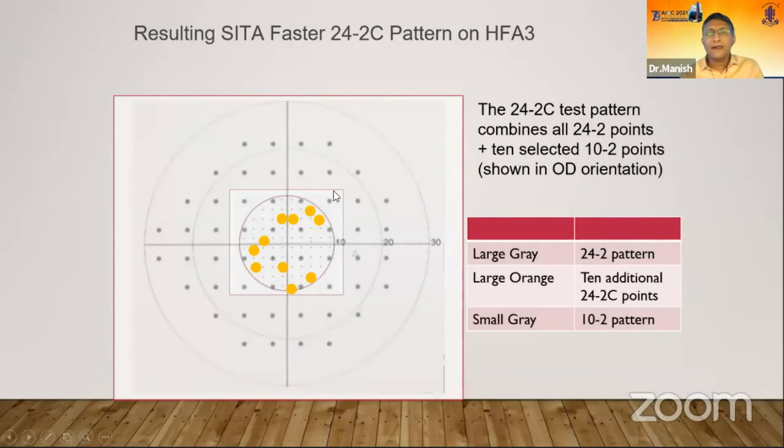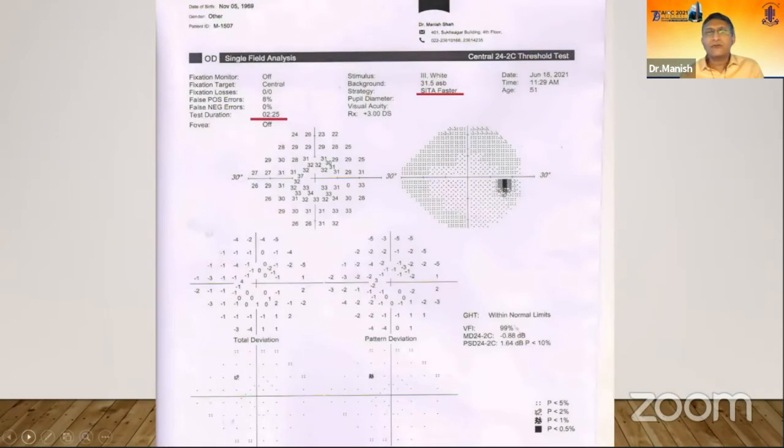So this is the 10-2 field, the 24-2 field. Overriding it is the 10-2 field, and these are the 10 points which are found to be of extra importance, and they are added from the 10-2 to the 24-2 program to get the 24-2C program. So here you can see these points. These are the central points which are not tested in the traditional 24-2 test.